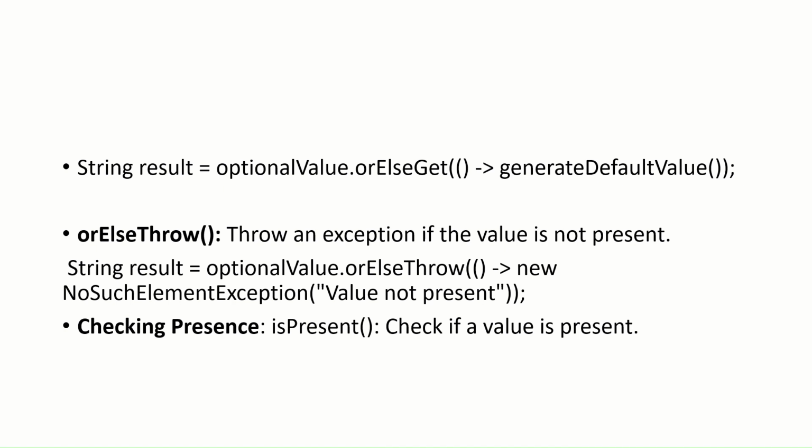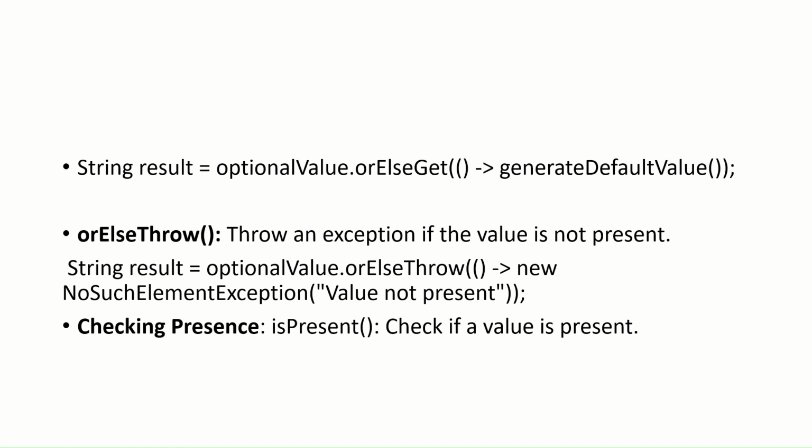Like let's say we have created one Optional variable, and that variable is empty or null. Then in that case, if you want to throw some custom exception, you can use this orElseThrow method and provide your own NoSuchElementException with your message. So here we are providing the message as value not present.